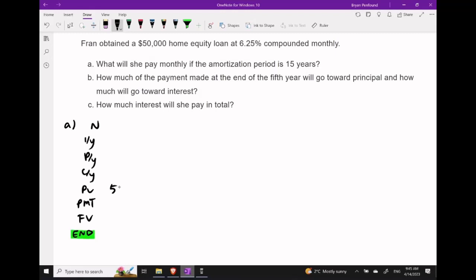We're going to take our principal amount to be a positive $50,000 with our future value to be 0. We have an interest rate of 6.25% compounding monthly, and we know that we're making monthly payments as well. Monthly payments over 15 years gives us 15 times 12, or 180 of these equal-sized payments.